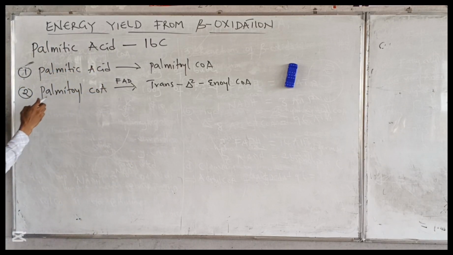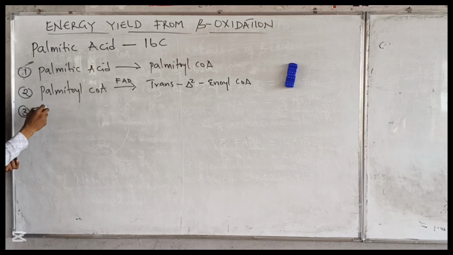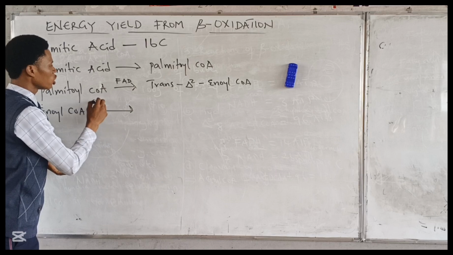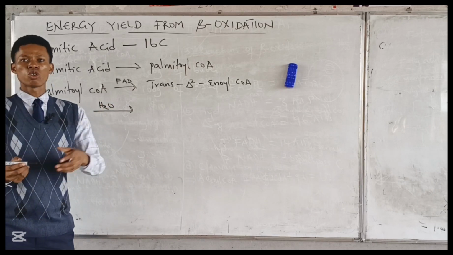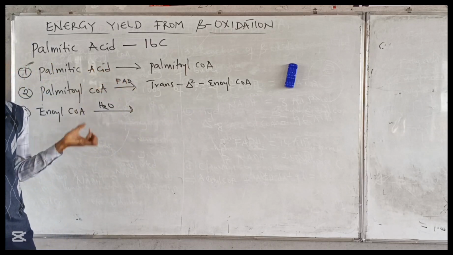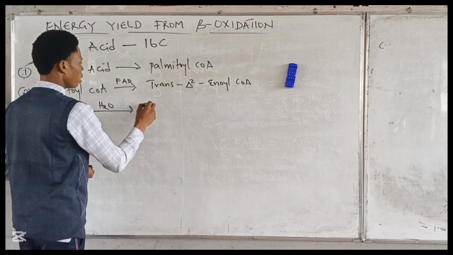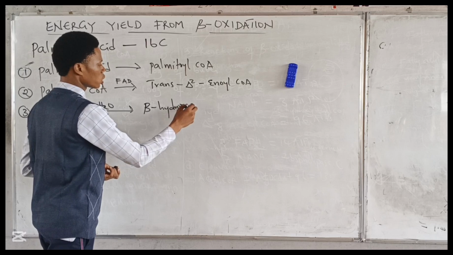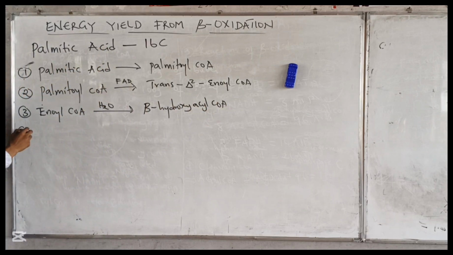Now, after oxidation by FAD, the next step is what? Hydration, right? This enoyl-CoA will undergo hydration. That's addition of water, right? And hydrogen will be added on one side of the bond. OH will be added on the other side of the bond, on the beta carbon. To form what? Beta-hydroxy acyl-CoA.